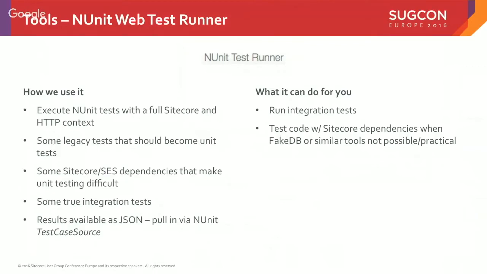We started this before there were things like FakeDB to make Sitecore unit testing easier, so we have a lot of legacy tests that probably could become true unit tests at this point. But we also have some dependencies on Sitecore and SES that make unit testing difficult at times. And then we also have true integration tests where we want to, say, execute a commerce transaction within a full Sitecore environment. Because of all these reasons, we have a lot of these, and we want to be able to actually run them on an installed instance of Active Commerce.